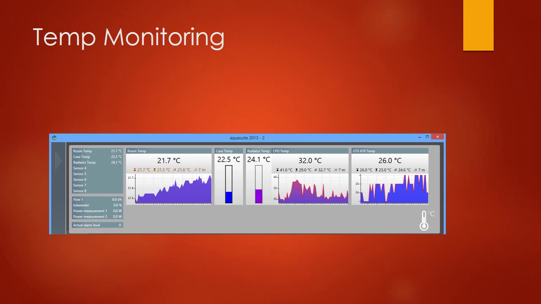First we have my temperature monitoring section right at the top, and we can see that I'm monitoring, starting from the left going to the right, my room temperature, case temperature, the radiator temperature, the CPU temperature, and my GTX 670 temperature, which is my graphics card. Now we can see a lot of cool things on these graphs, such as minimums, maximums, averages, and the delta T on the graphs.